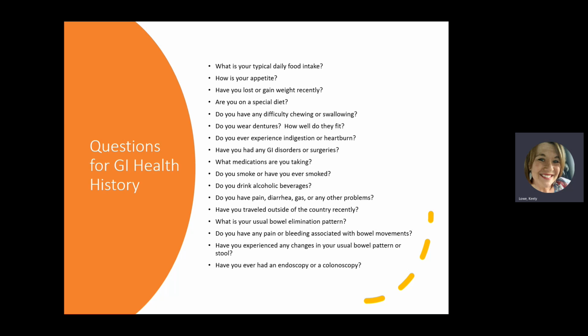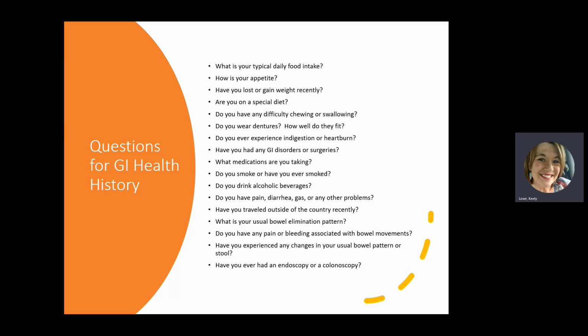And then asking about things like, is there a change in your usual pattern? Does the stool look different? So different diseases can make stool look very different, have a different color. And then also we want to know about things like bleeding as well. And have they ever had an endoscopy or colonoscopy? Endoscopy goes down the throat into the stomach and the small intestine. Colonoscopy goes in the rectum, at the large intestine.